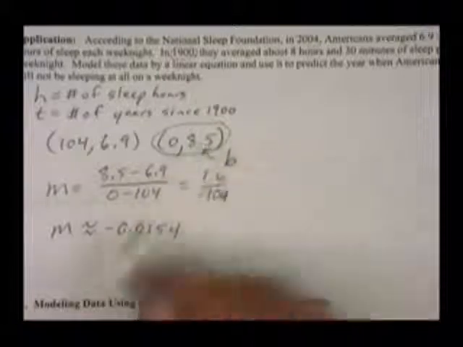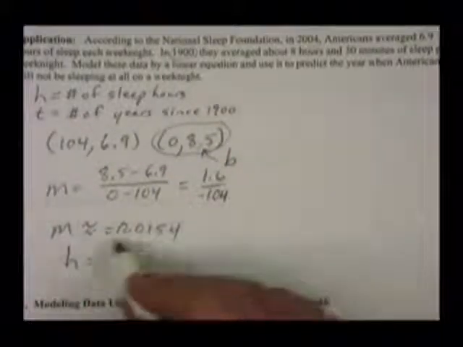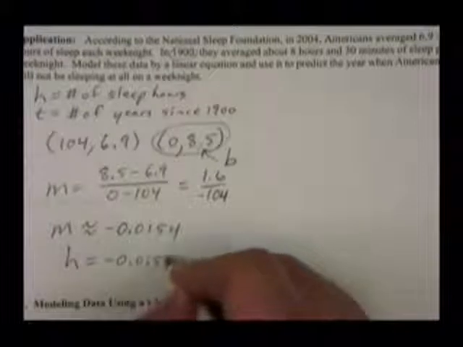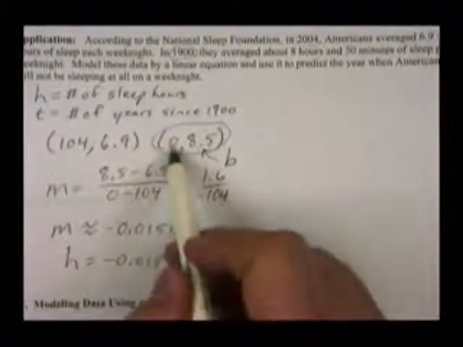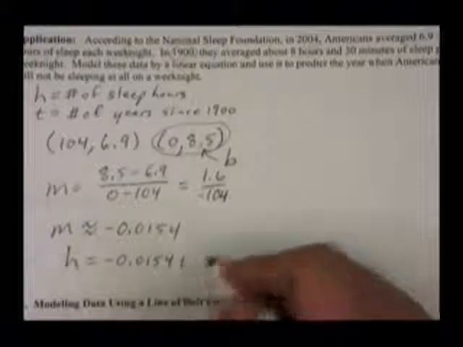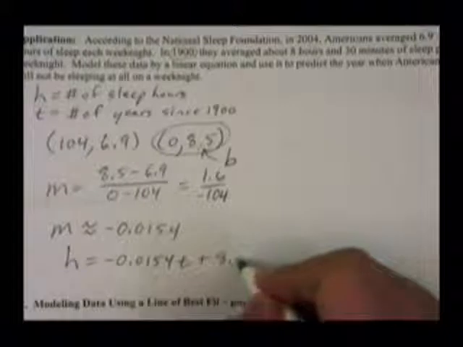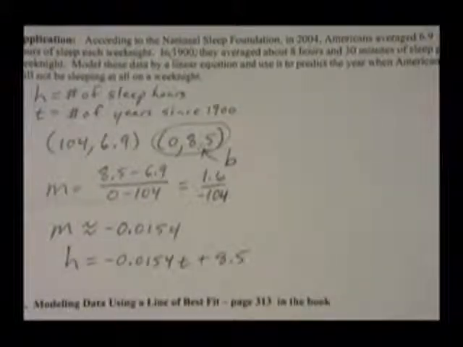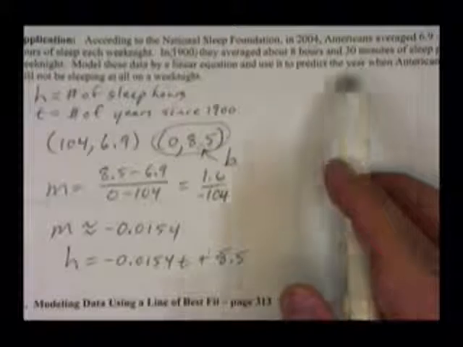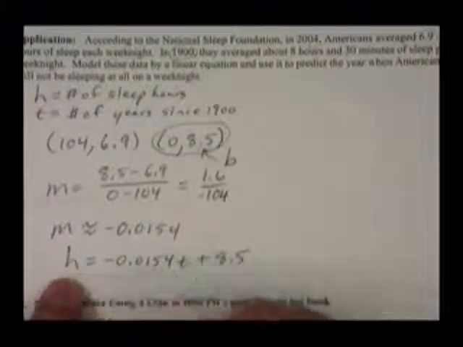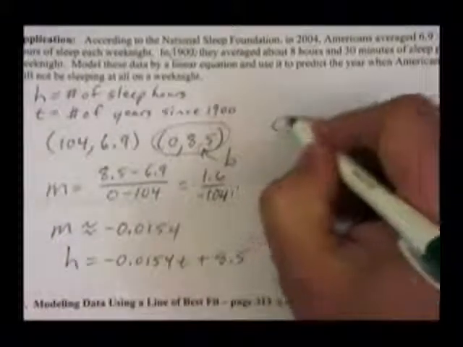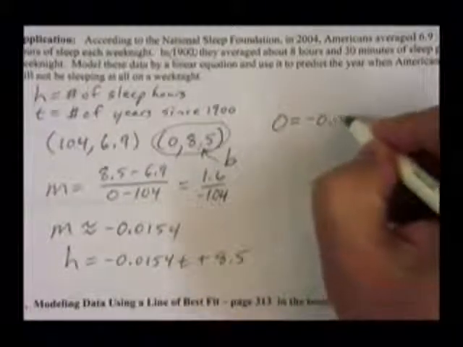So that gives me my y equals mx plus b. Well, my y, I'm using sleep hours instead, so h is equal to my slope, negative 0.0154, times my time value, which is my x, plus my initial value, which is 8.5. So there's my equation. Now what I'm interested in is the year in which Americans will not be sleeping at all. So that would be a sleep value of 0 hours. So I'm going to plug in 0 for the number of hours.